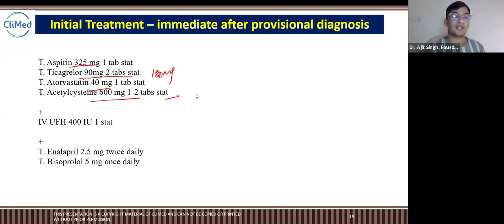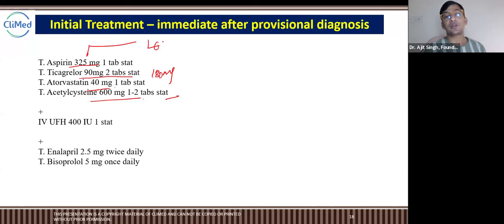Okay. Then why are we giving 325 mg? 325 is the loading dose, not a gender variation. Initial dose. Yes, it is the loading dose. That is called the loading dose.